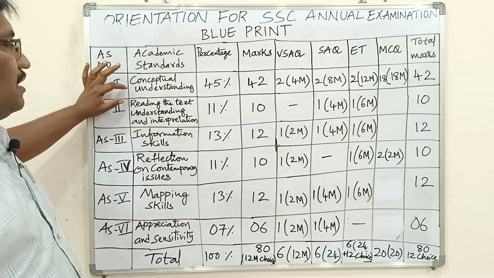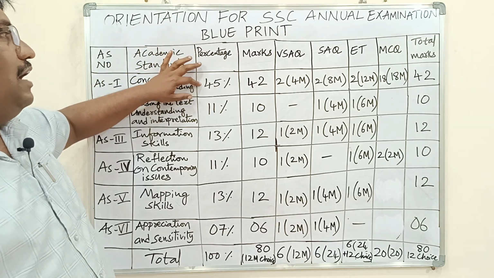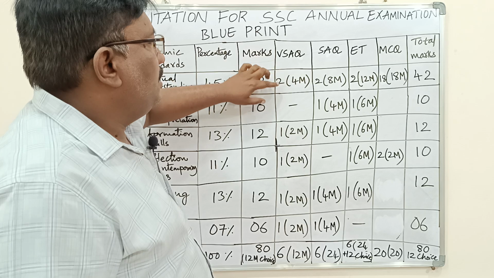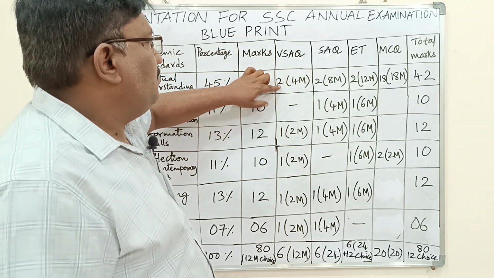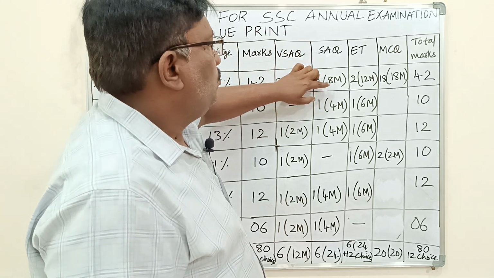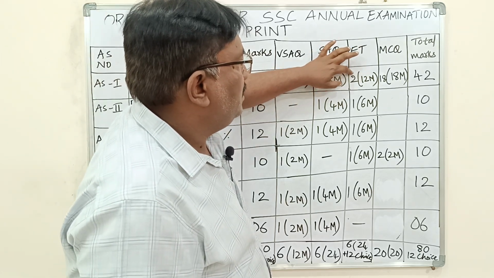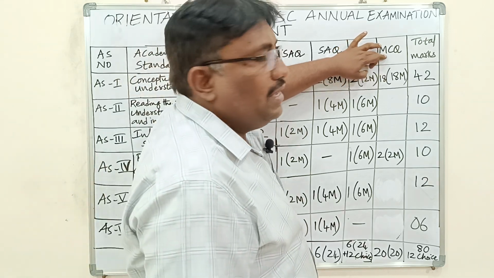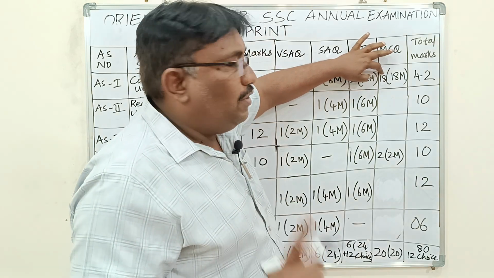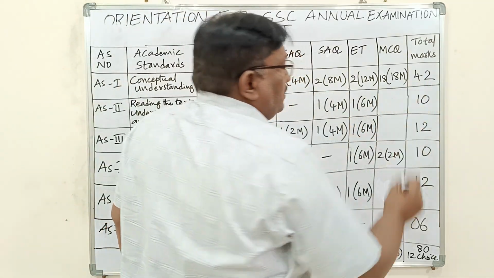The first academic standard is conceptual understanding, and the percentage allotted to this is 45%, which is 42 marks. In very short answer type questions, 2 questions will be asked from this academic standard for 4 marks. In short answer type, 2 questions will be asked for 2 into 4, that is 8 marks. Next, in essay type, 2 questions are asked for 12 marks. Next, in Part B, multiple choice questions, 18 questions will be asked and every question carries 1 mark, that is 18 marks. So overall, the academic standard conceptual understanding will fetch us 42 marks.